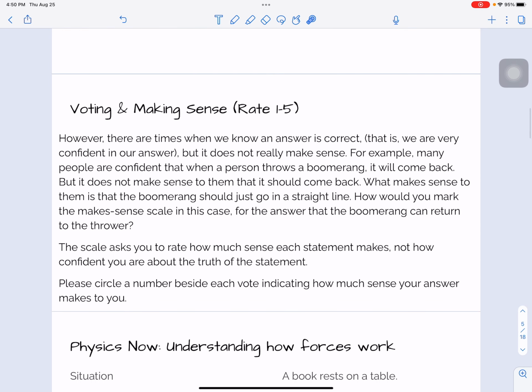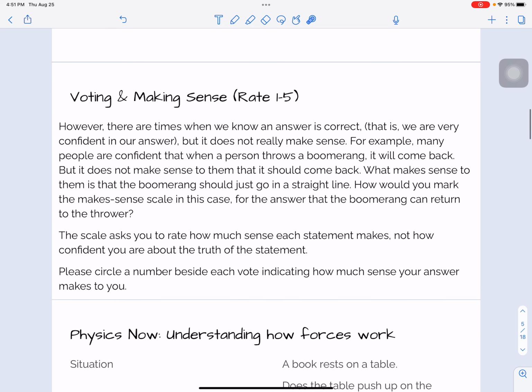However, there are times when we know an answer is correct, so we have knowledge that it's correct, but it doesn't really make sense to us. For example, many people are confident that when a person throws a boomerang, it will come back, but it does not make sense to them that it should come back. Why does it come back? What makes sense is that the boomerang should just keep going in a straight line like a ball. So how would you mark the make sense scale in this case for the answer that the boomerang can return to the thrower? You would mark that lower, like maybe a 1 or a 2, unless you understand how boomerangs work or you really have a sense of how they work.